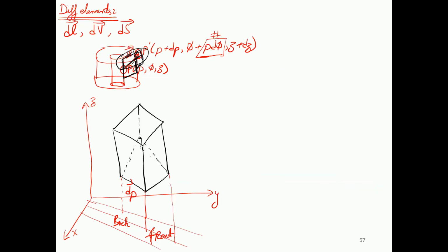Then what about d phi? D phi is always when we move from x to y. So we know this as well. So movement from x to y is this portion. So this is going to be my d phi.